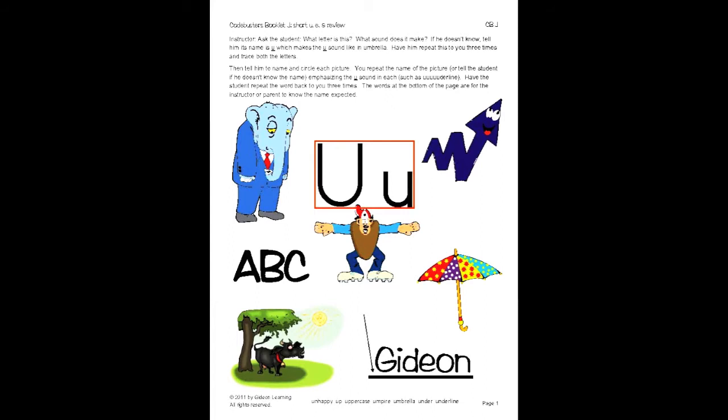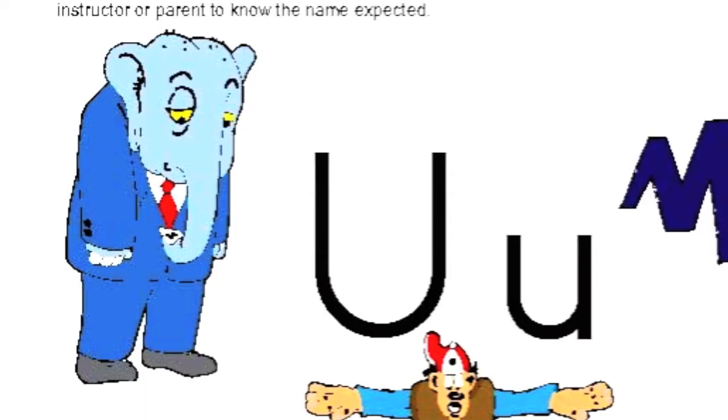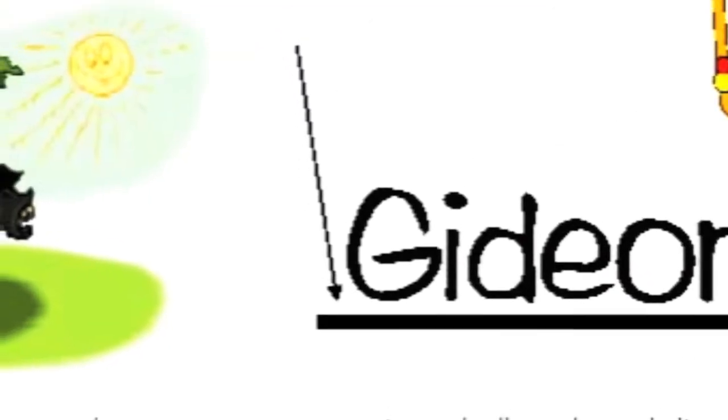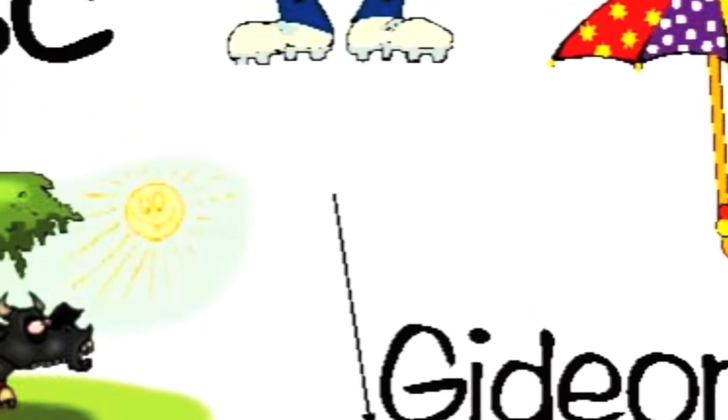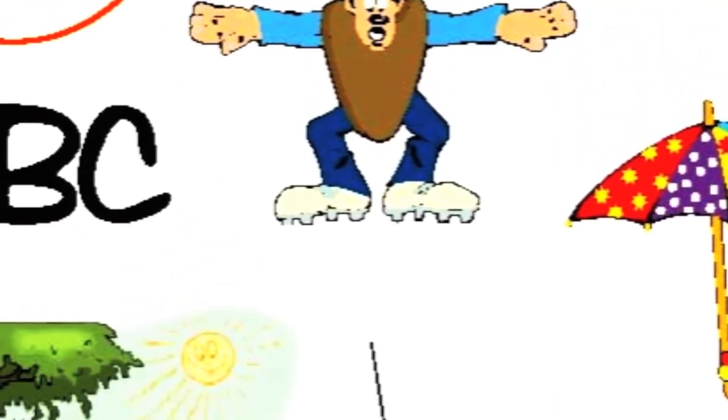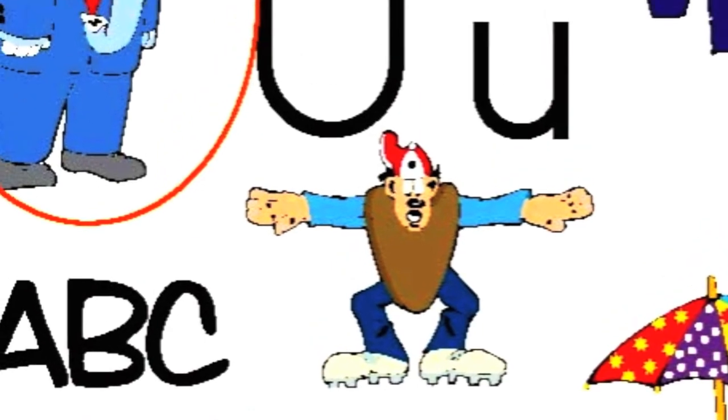Then tell him to name and circle each picture. Help the student to emphasize the sound when naming each picture. This is a picture of an elephant that is unhappy. Unhappy. The words at the bottom of the page are for the instructor or parent to know the name expected. After he names the picture, he can circle it.